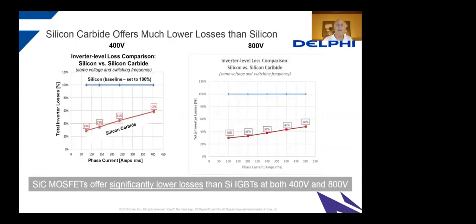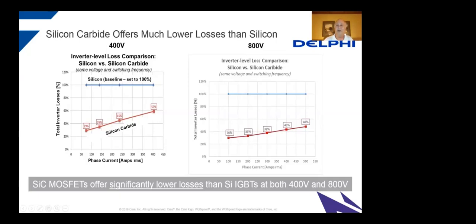So why is that change coming about? Well, it comes down to efficiency. What we're showing here is the losses of a classic silicon IGBT, say 100% of the losses, as a function of current in the inverter application. This first chart on the right is for an 800 volt bus. And you can see at full load, 500 amps, silicon carbide offers a 50% reduction in losses.